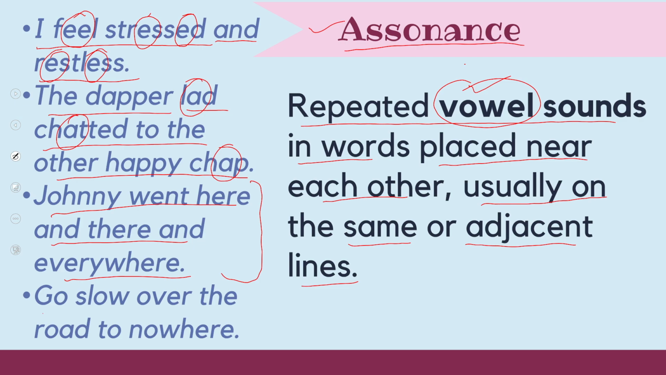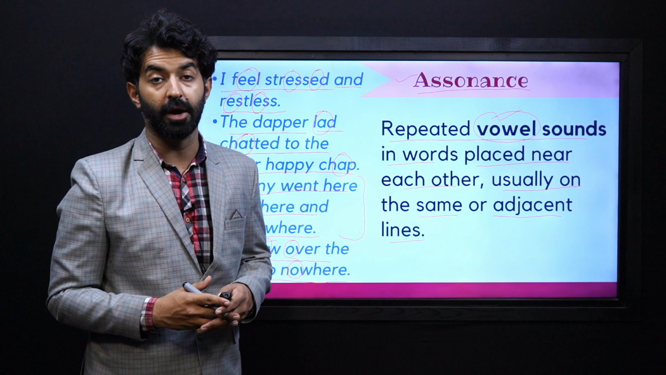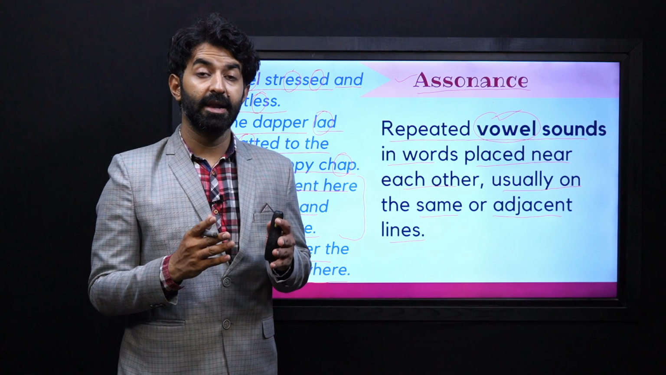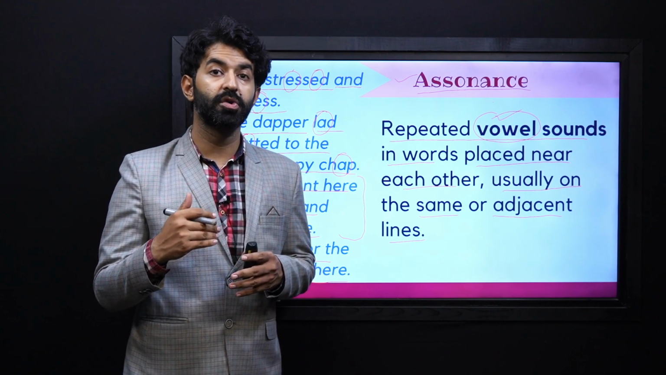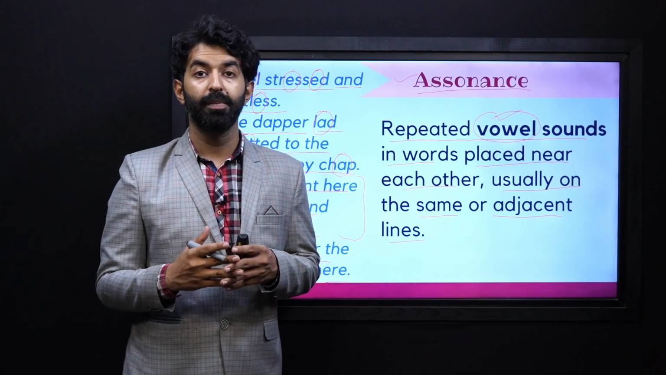And lastly, go slow over the road to nowhere. Here, the sound O is being repeated, which is, of course, a vowel sound. So, alliteration and assonance are very good when you want to create a sound that pleases the reader.